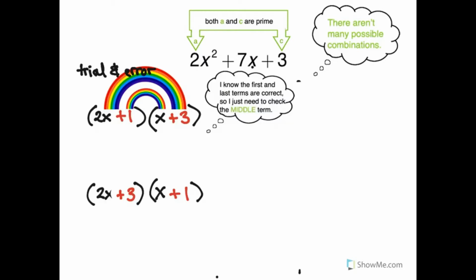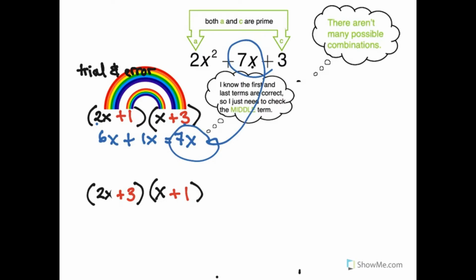the polynomial. To make it a little easier, I already know the first and last terms are correct, so I just need to check the middle term, which I think of as the rainbow term. 2x times 3 is 6x, and 1 times x is 1x, so the middle term of this combination is 7x. Hey! Look, that's my middle term.